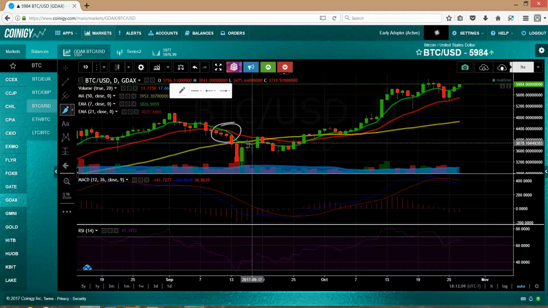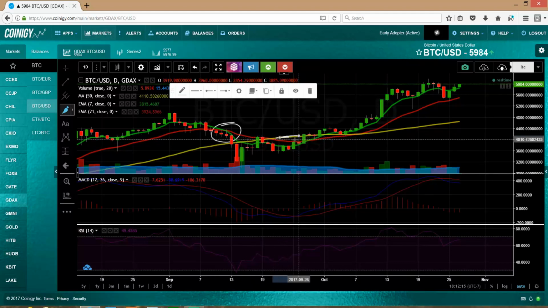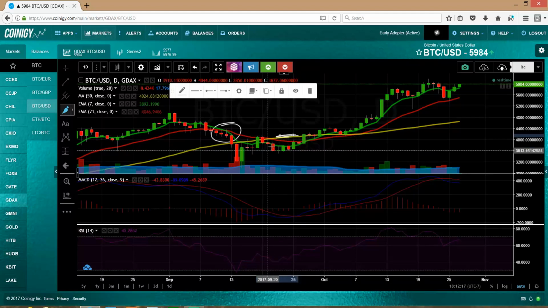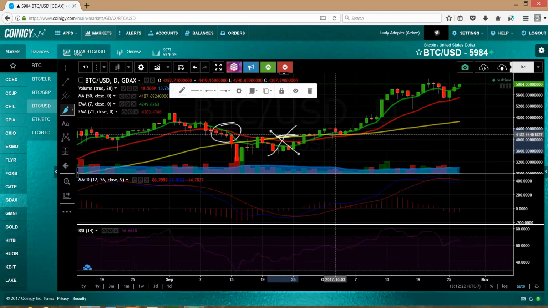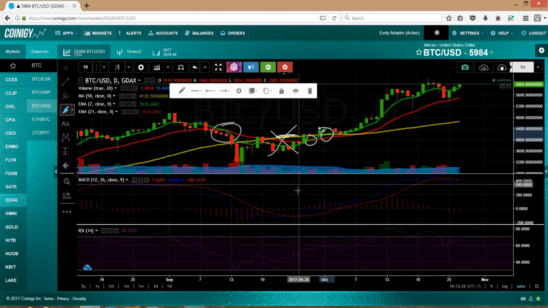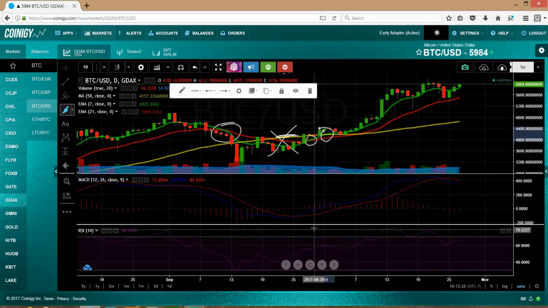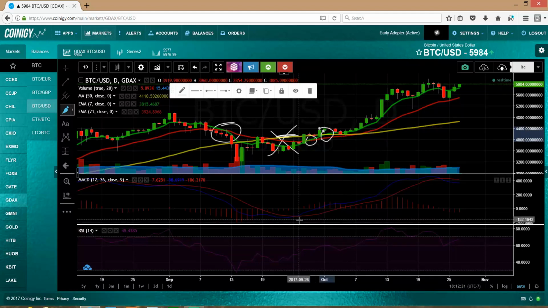So right here it's a crossover, but you see the long term is on top, and that's a negative sign. So this wouldn't be a trade signal. We wait for this right here. It crosses over, and then it crosses over the long term. So this is the beginning of a confirmation for me.